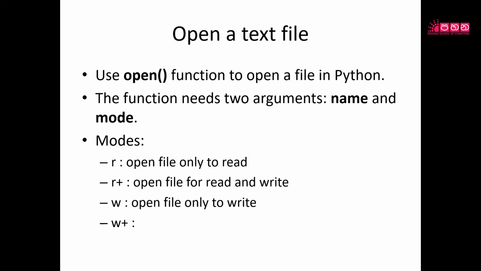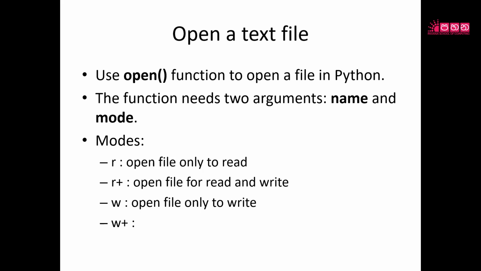Right. In this one, we will discuss how to open a text file. For that, we have to use the function called the open function. The open function will create a file in Python. But it takes 2 values, name and the mode. Name means the name of the file. You can provide any name you want. And then you have to specify what we call a mode.